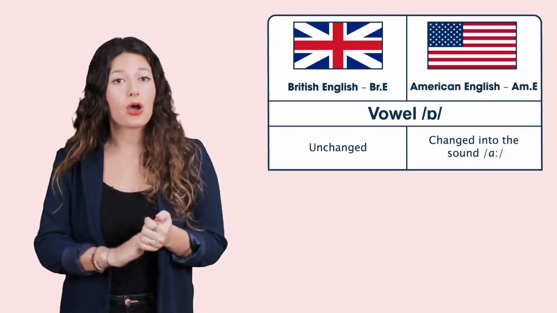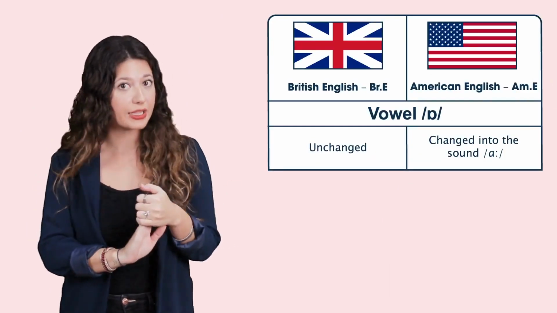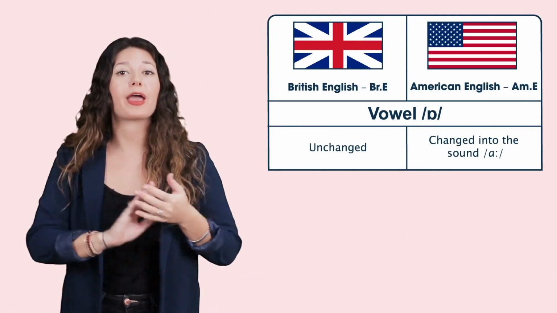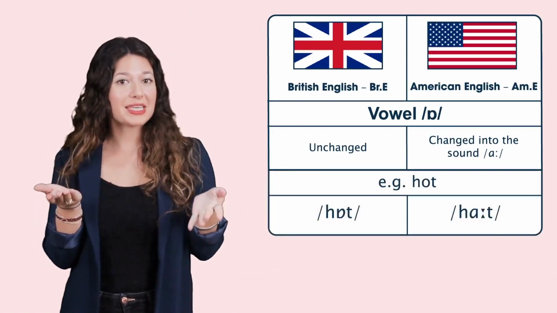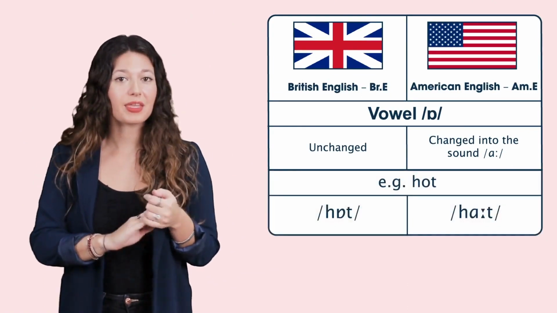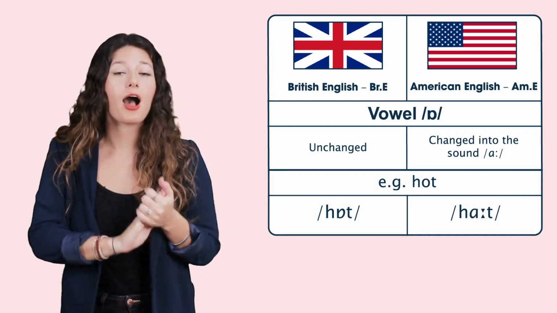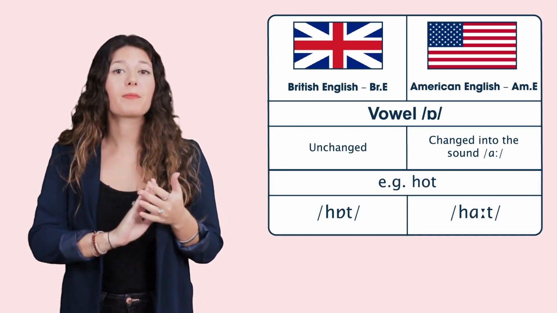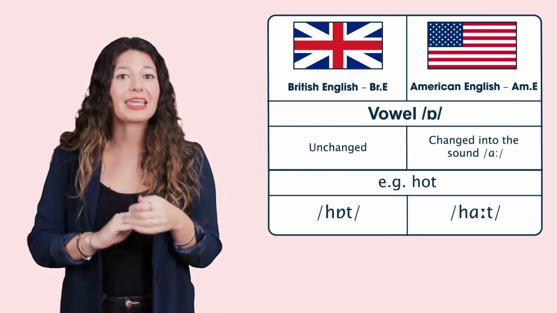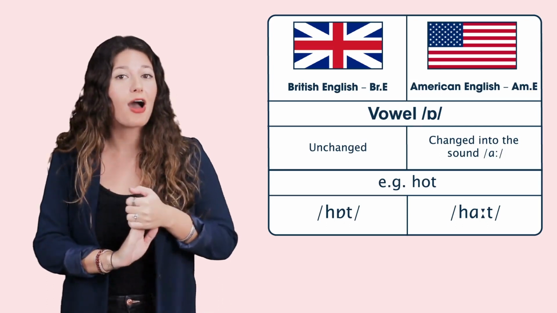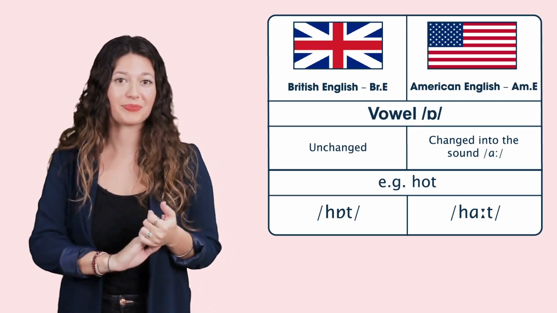Next, there is no British ɒ sound in American English. It is replaced by the ah sound. For example, the word hot. In British English, you hear hot. But in American English, it is hot, just like the ah in spa.